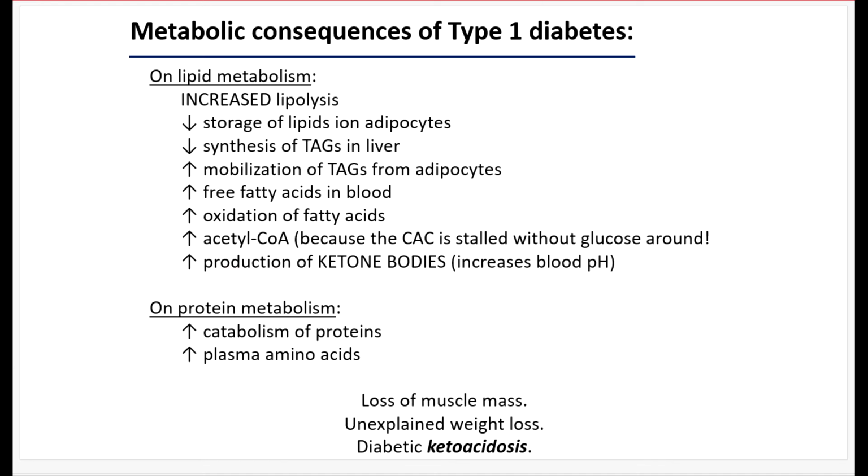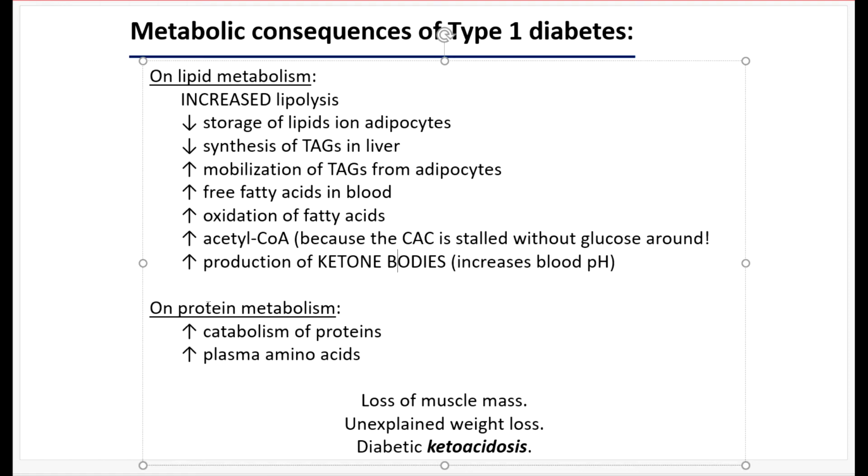As I sort of gave away on the previous slide, you increase the amount of lipid mobilization. So you're increasing the amount of lipolysis, which means you decrease the amount of stored lipids, and you decrease synthesis of TAGs in the liver because you need to utilize TAGs and do beta oxidation as a form of energy. That's going to increase acetyl-CoA, which is then going to increase the production of ketone bodies. That's going to increase oxidation of fatty acids and increase the amount of free fatty acids in the blood. And so type 1 diabetics actually tend to be underweight rather than overweight.